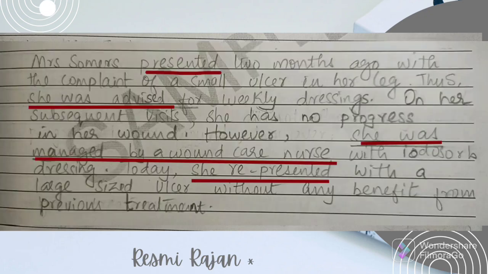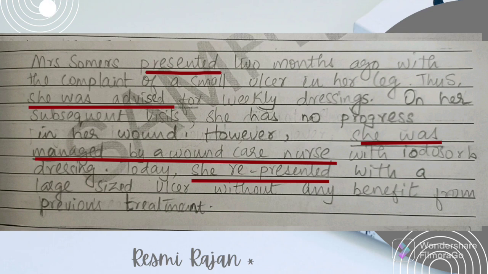And another scenario: you can see Mrs. Somers presented 2 months ago with the complaints of a small ulcer in her leg. So "presented." Thus, "she was advised for weekly dressing." So underline that phrase, "was advised." One more thing: when you are writing the verb "advised," it should be with an S. When you are writing the noun "advice," it should be with a C.